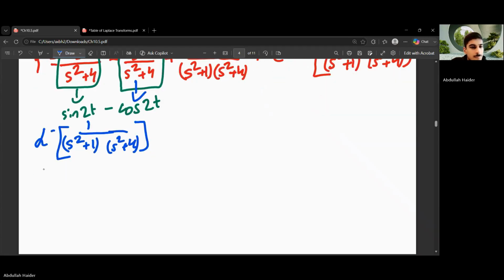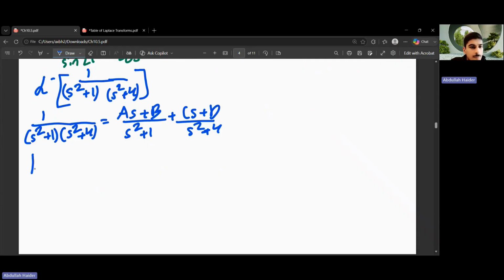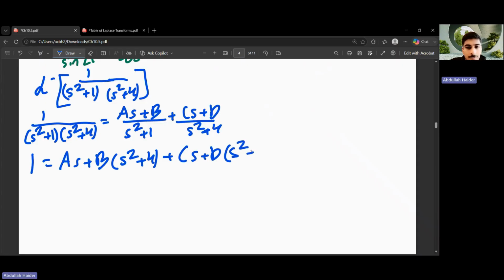Partial fractions. You can write 1 over s squared plus 1 times s squared plus 4 as follows. These squared terms cannot be factored, so it is as plus b over s squared plus 1, plus cs plus d over s squared plus 4. And you have 1 is equal to as plus b times s squared plus 4, plus cs plus d multiplied by s squared plus 1.